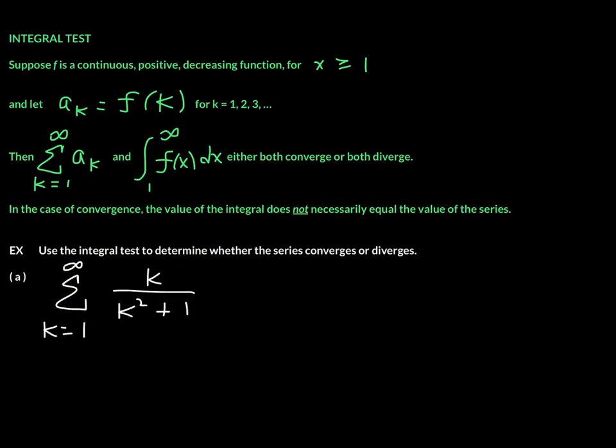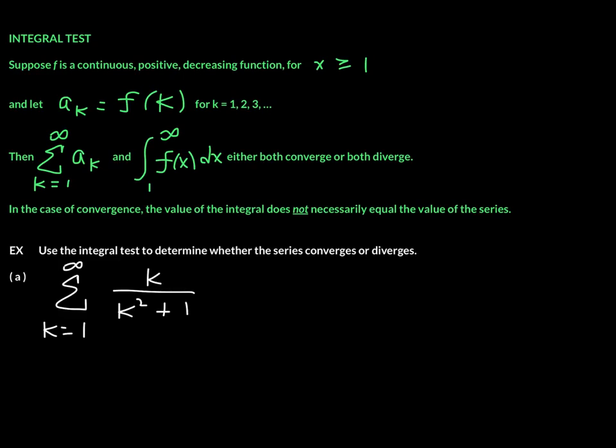Our first example is the infinite series of k over k squared plus 1 as k goes from 1 to infinity. For a second, I know this is asking for the integral test, but I do want you to at least think about the divergence test. The divergence test would lead you to the fact that the limit of the terms of this series approaches 0, and so the divergence test would be inconclusive. So the divergence test doesn't help you here. What do you do when the divergence test doesn't help? You can try using the integral test. Okay, so let's try it now.